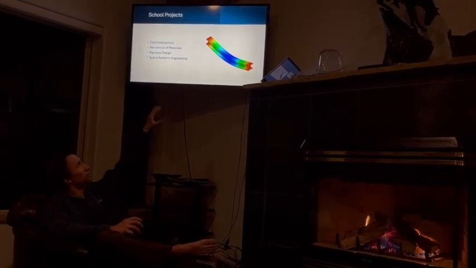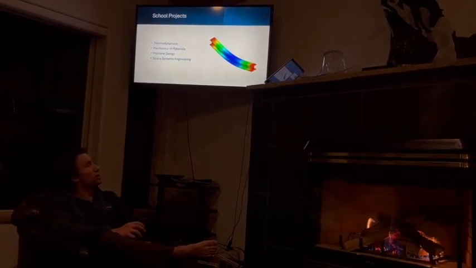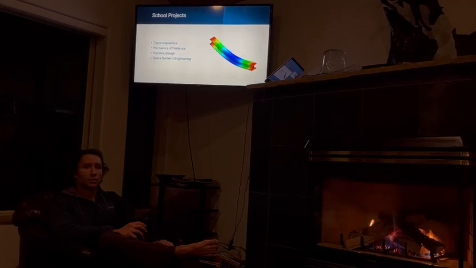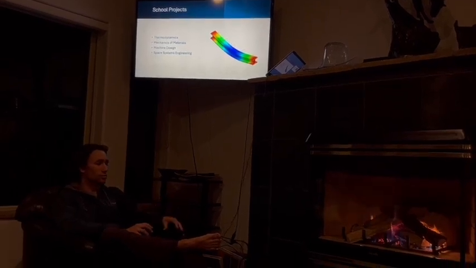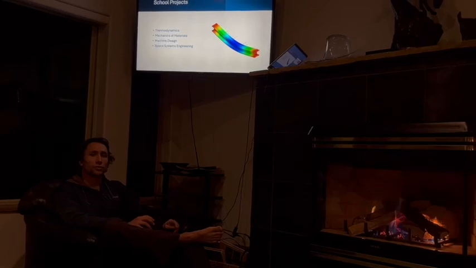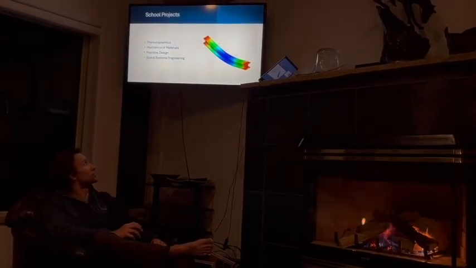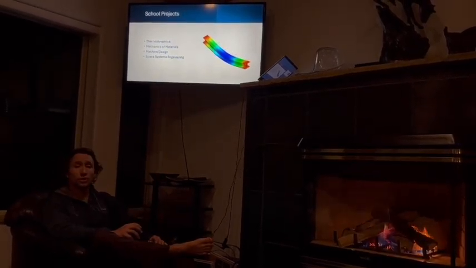This picture on the right is from a beam design project. We were analyzing the stress in a beam. And so we all kind of divvied up different parts of that and kind of communicated amongst each other to finally solve that problem.